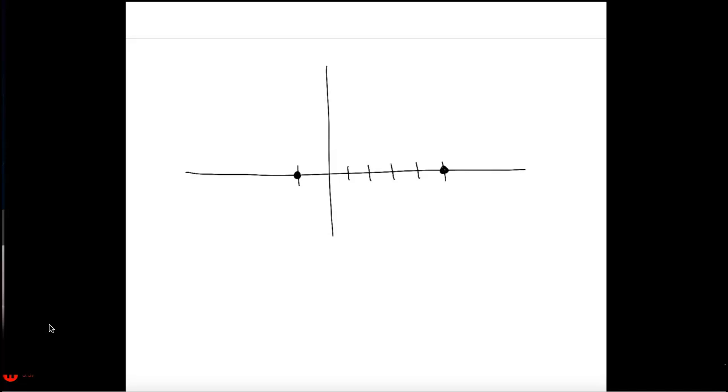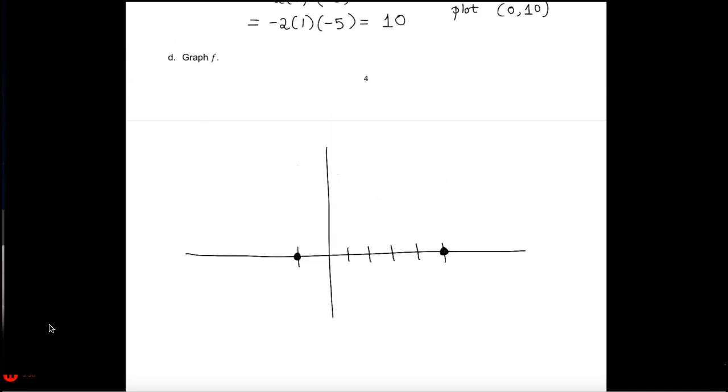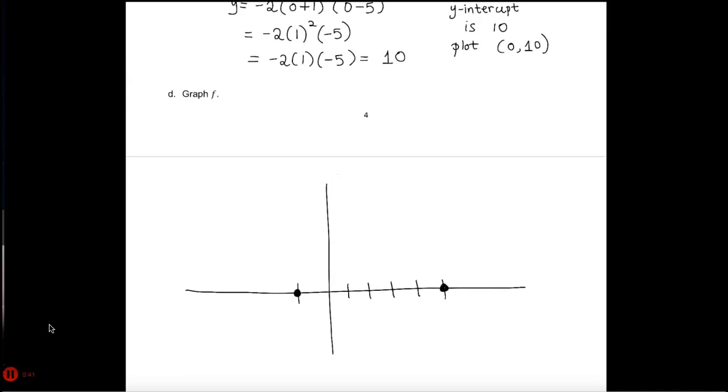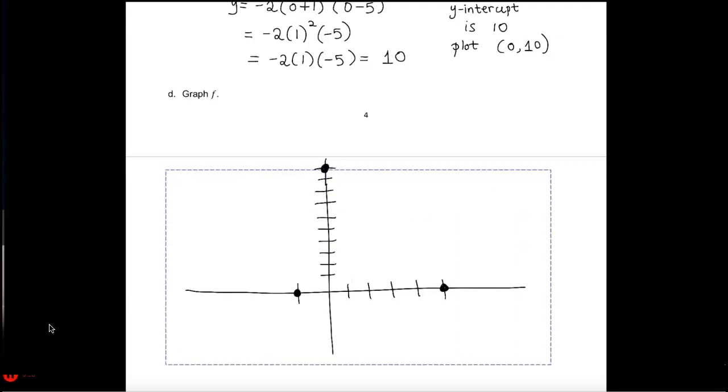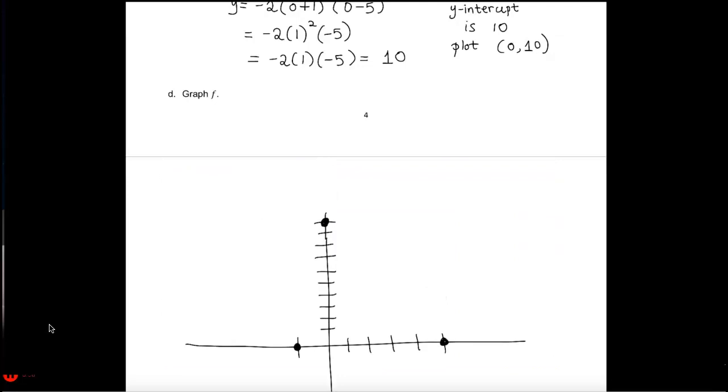What was the y-intercept? The y-intercept is 0, 10. 1, 2, 3, 4, 5, 6, 7, 8, 9, 10. And I'll plot that right here. Okay. So we gave it a skeleton. What we're going to now do is fit a nice curve over here.